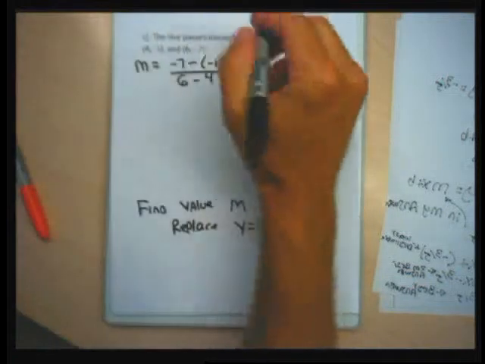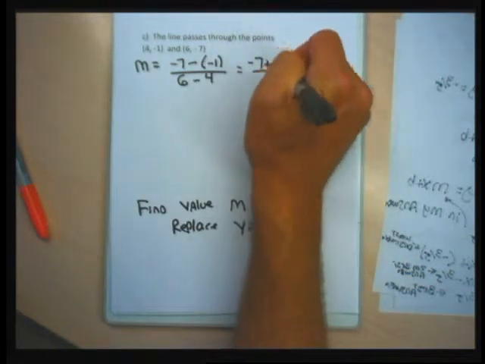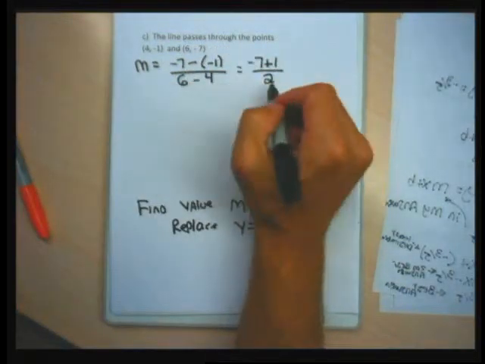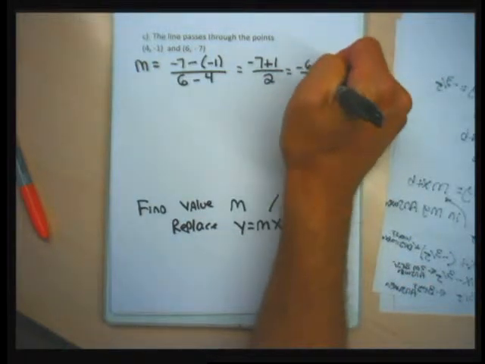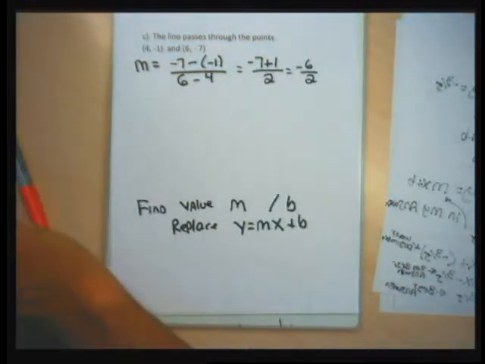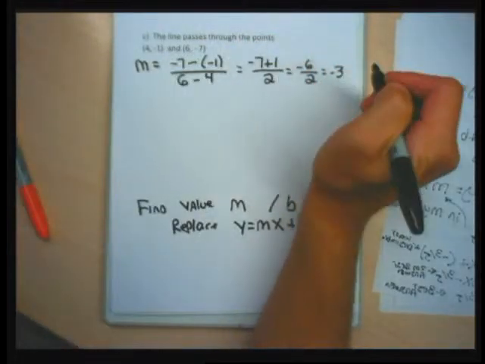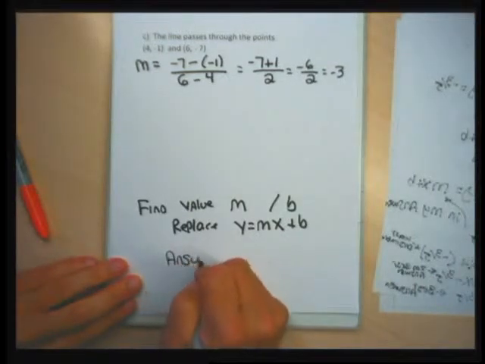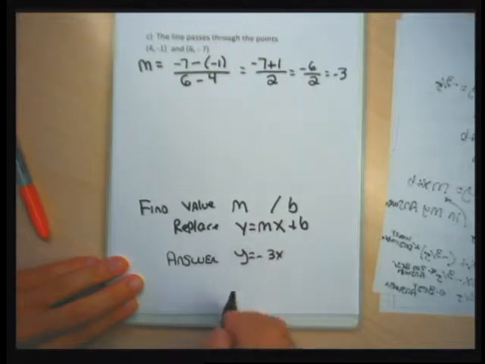If I wanted to do this by hand, this is minus 7 plus 1 over 2. Change the double negative to a positive. 6 minus 4 is 2. The numerator comes out to negative 6. Because the 7 and the 1 have opposite signs, I have to subtract them. And minus 6 over 2 is minus 3. So in my answer, I'm going to plug a minus 3 in front of the x.